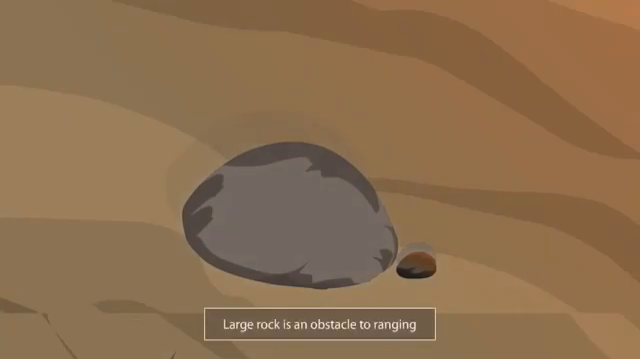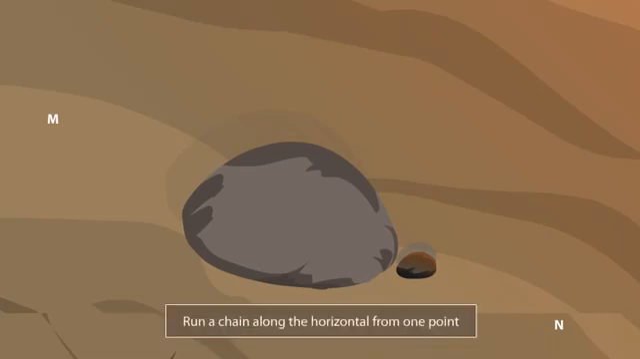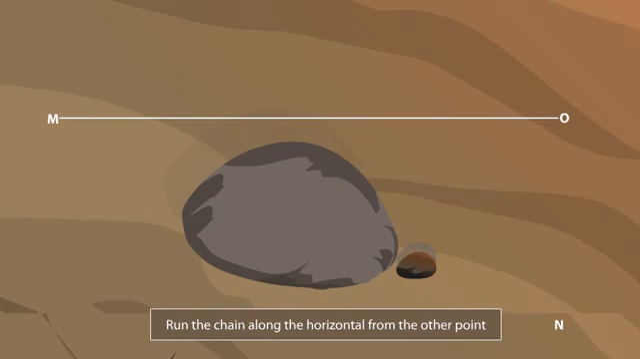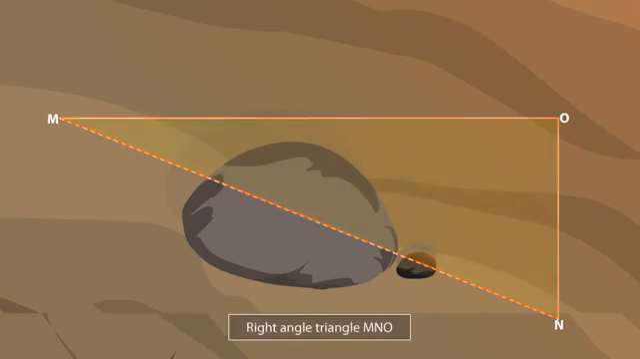Now, take a look at the points M and N. There is a large rock between them, so ranging cannot be carried out. But you can run a chain along the horizontal from M towards N up to the point directly opposite N, which is O. After that, run the chain from N to O. In this way, you obtain a right-angled triangle MNO. As MN is the hypotenuse of the triangle, you can calculate its length with the formula MN is equal to under root MO square plus ON square.